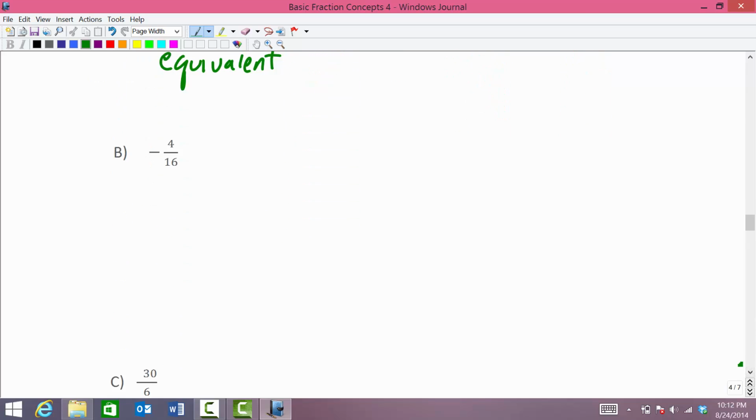Okay, what about -4 divided by 16, or -4/16? This is not reduced. We know that 4 would be 2 and 2. 16 would be 2 times 2 times 2 times 2. Break that up into all its prime factors.